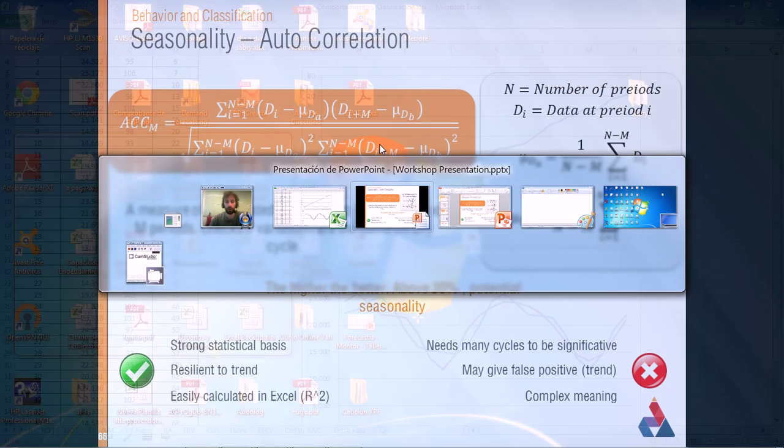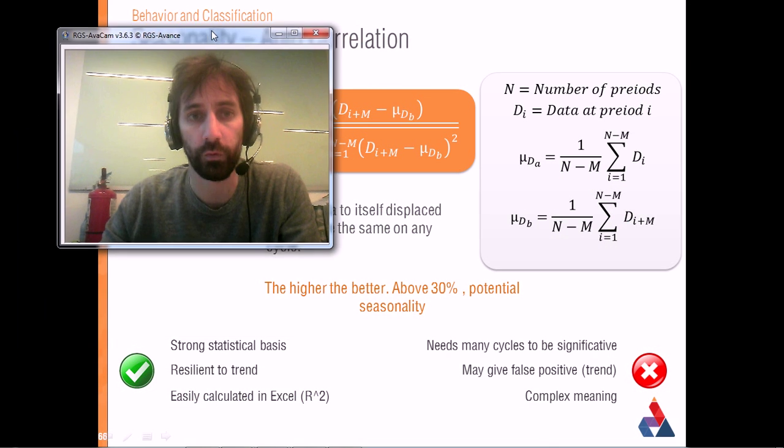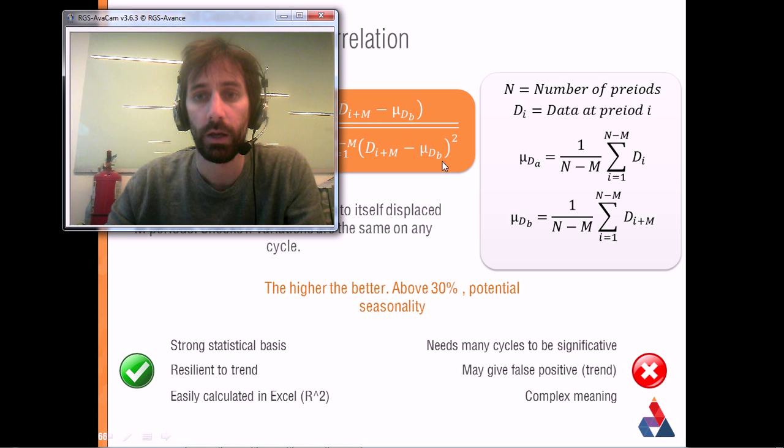So again, autocorrelation is a very powerful metric. It's used by all software packages to assess seasonality, but you have to be very careful not to confuse it with a trend. And this is why we combine different KPIs, and we're going to see next what we call the compensated autocorrelation to avoid this problem. Just to let you know, the default threshold for APO is 30%. So basically, if the number is above 30%, there is seasonality. If not, there is not seasonality.